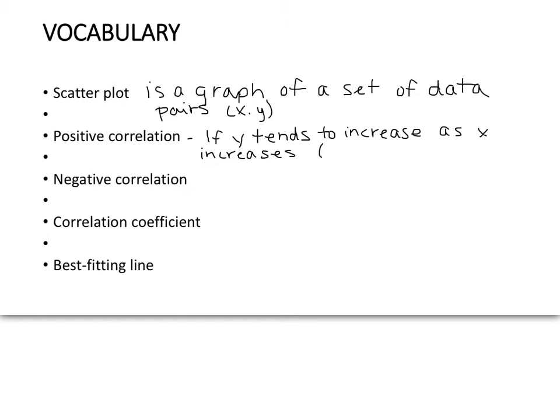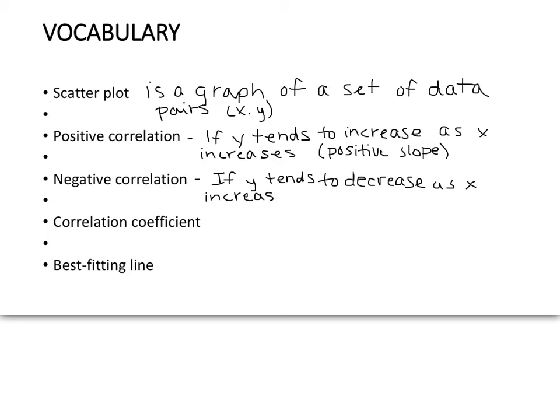So this looks like positive slope. Negative correlation, if y tends to decrease as x increases. So this looks like negative slope.